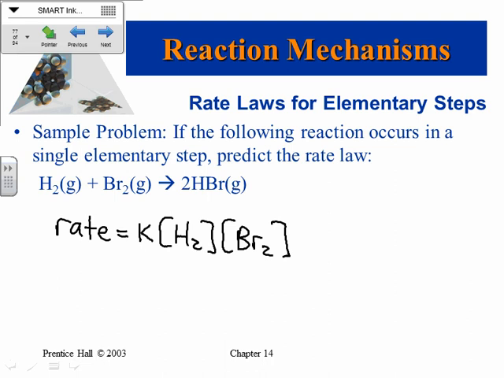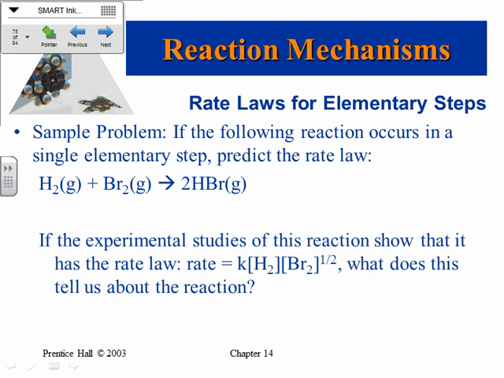The reason for that is, once we figure out what the rate determining step is, the slow step in the reaction, that's going to determine the rate law. So when you're looking at an overall balanced chemical equation, which is what we've been doing this whole unit so far, you can't know what the rate determining step is. But if they give you a mechanism, they tell you what the slow step is, then we can figure it out. If the experimental studies of this reaction show that it has the rate law, rate equals k times [H2] times [Br2] to the 1/2, what does that tell us about the reaction?